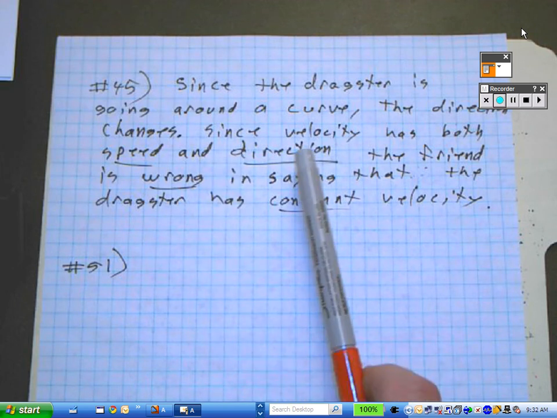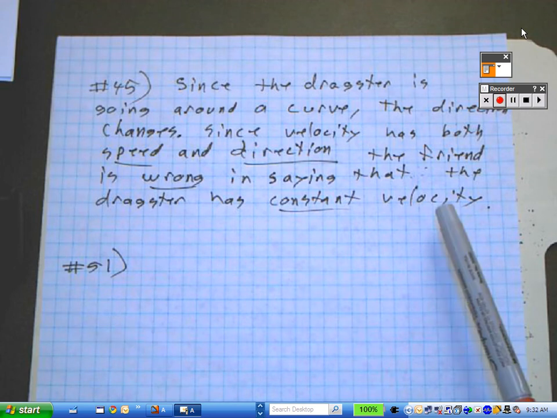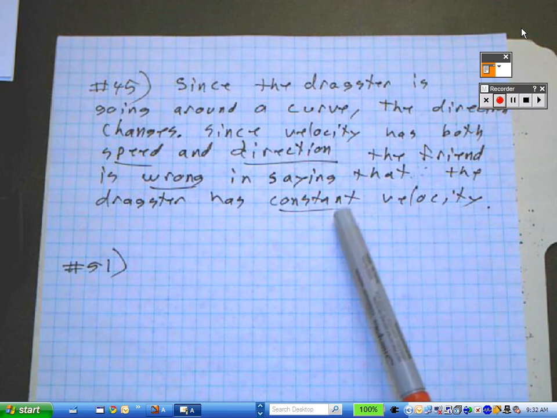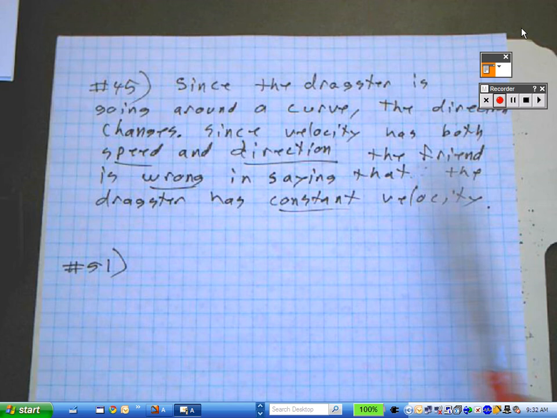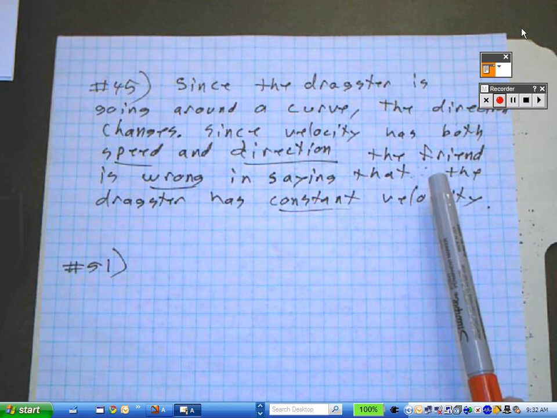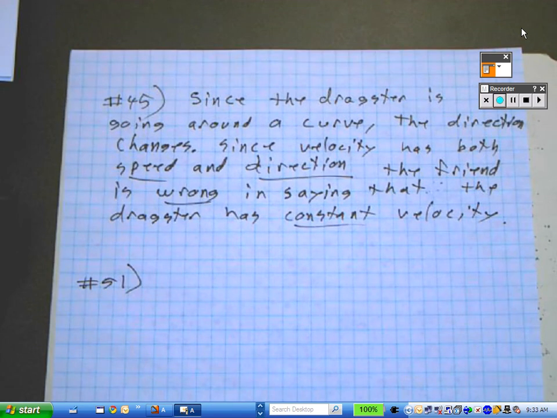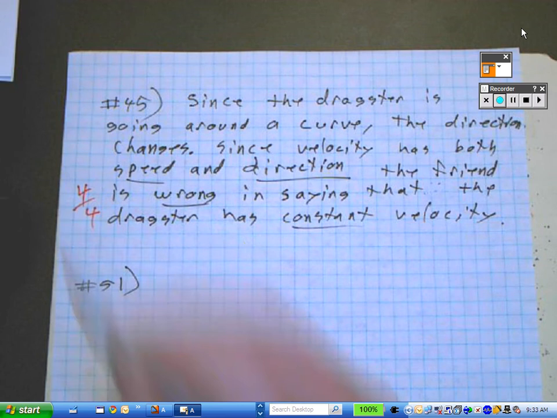So the friend is wrong in saying it has a constant velocity, so that the reader, as I read this to grade it, I can see that you recognize that constant velocity is not what a car has when it's going around a curve. So you've answered that. So if I was grading this question, if you answered it completely right, then I would give you 4 out of 4 on this, okay?